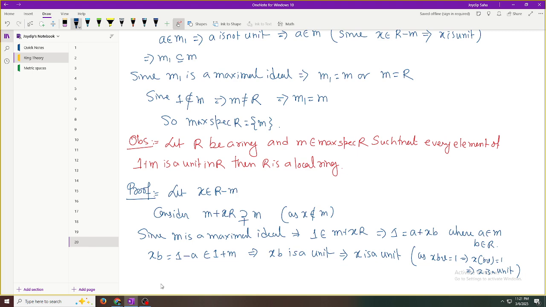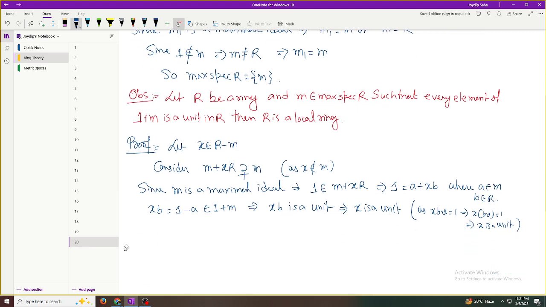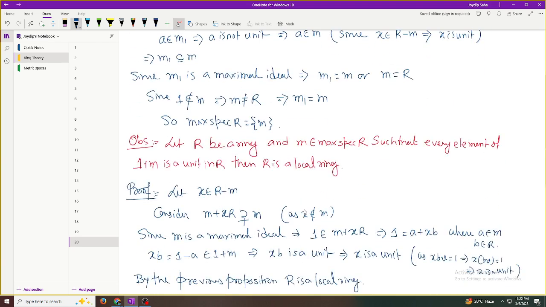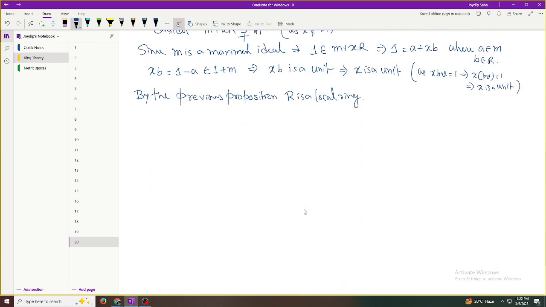Okay, therefore by 1, by the previous proposition, R is a local ring. Now I am doing some problem.